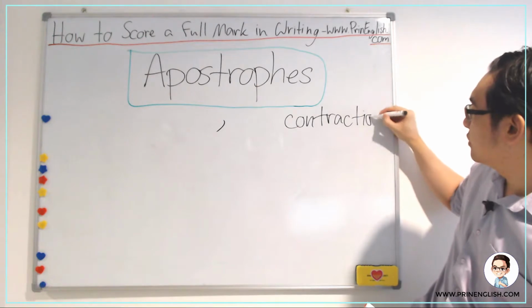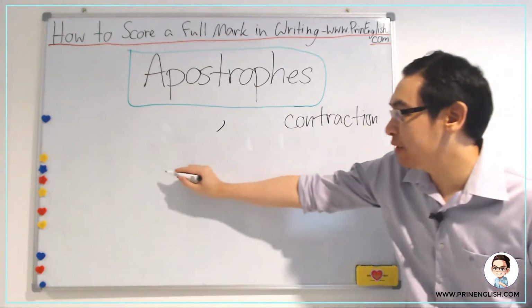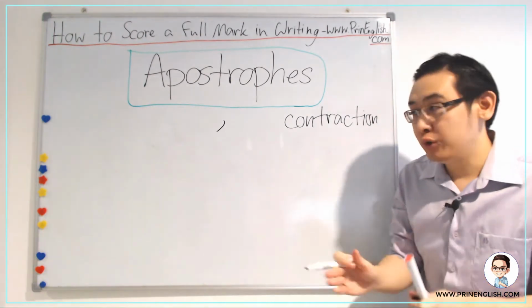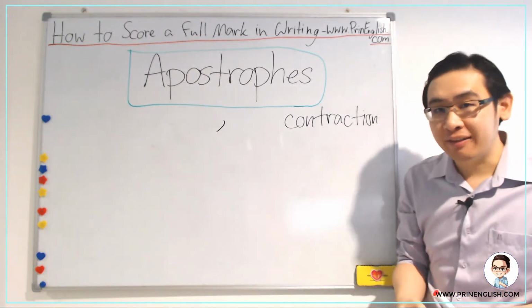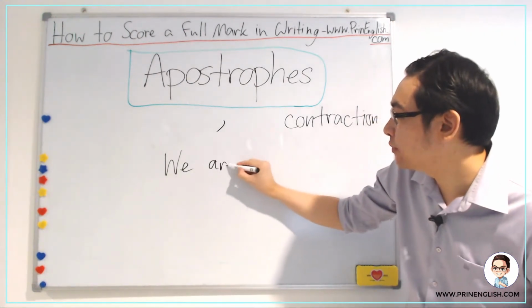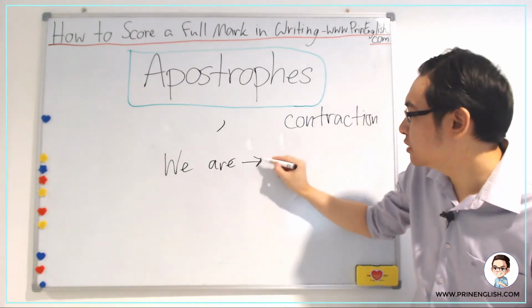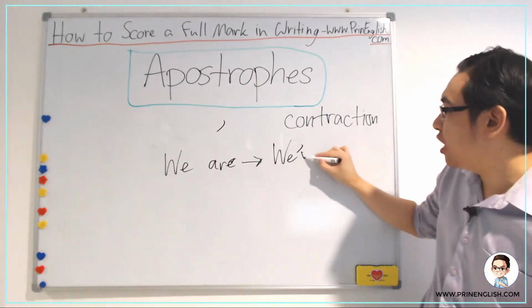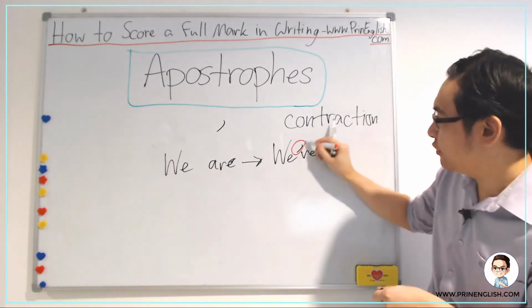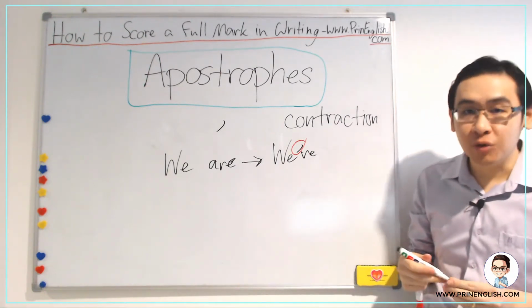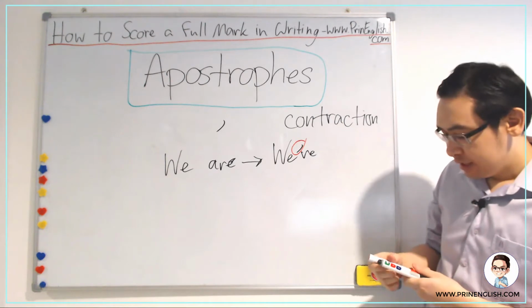Contraction. So contraction is basically, maybe we want to write two words, but we want to combine them to make one shorter word. We use the apostrophe to make that. That's called a contraction. So for example, we are becomes we're, right? So we, then apostrophe re. So that's the first use of apostrophes. Okay, I'm sure you're familiar with this.